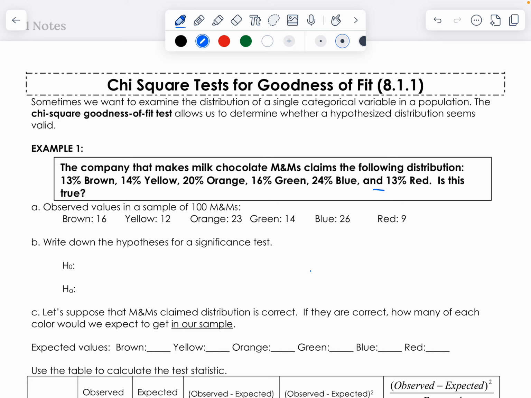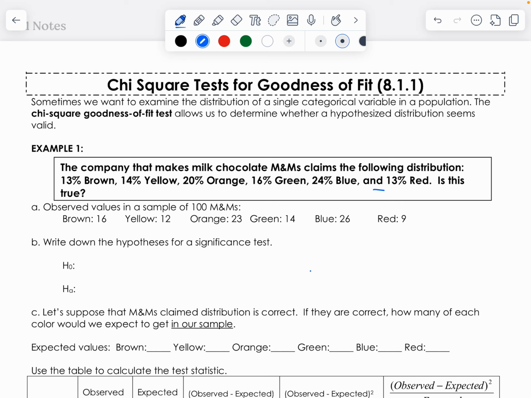The first is called goodness of fit, and it allows us to examine the distribution of a single categorical variable for a population. Remember, categorical variables are variables that are words, not numerical. So colors of things, eye color, favorite class, favorite type of food, things like that.